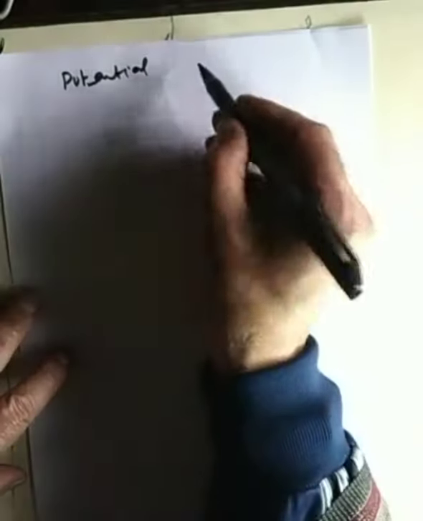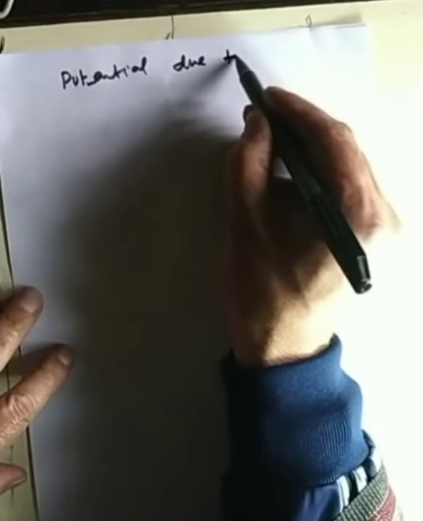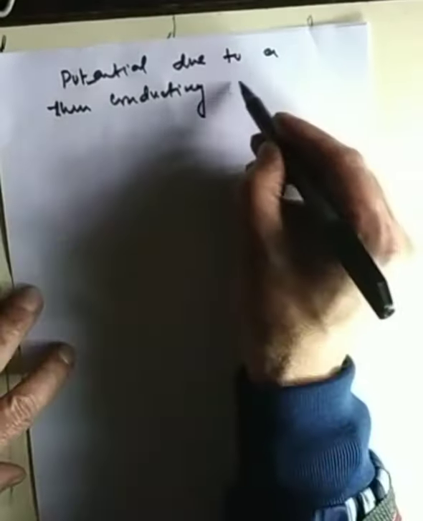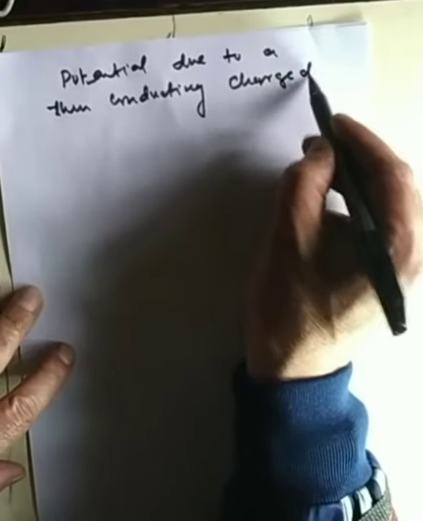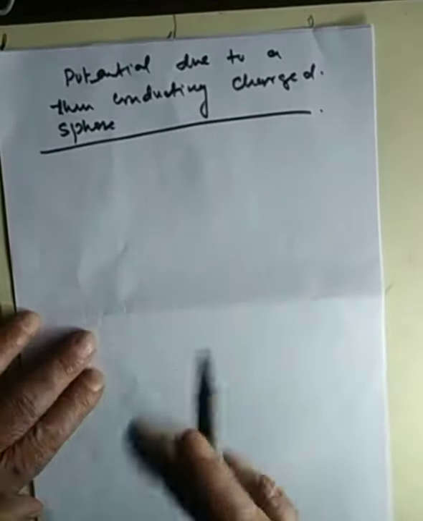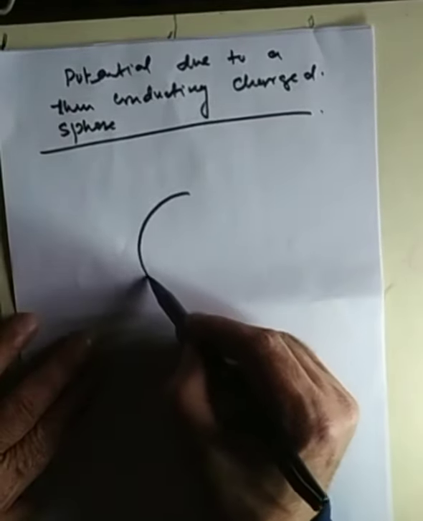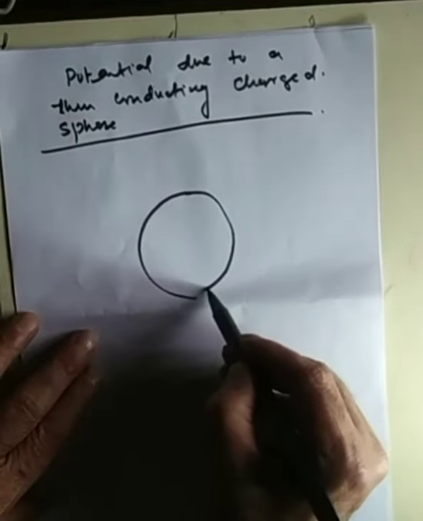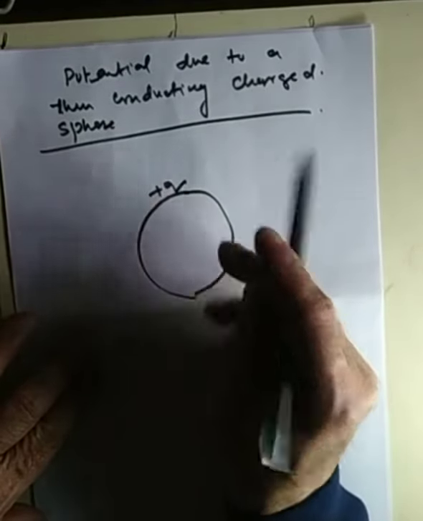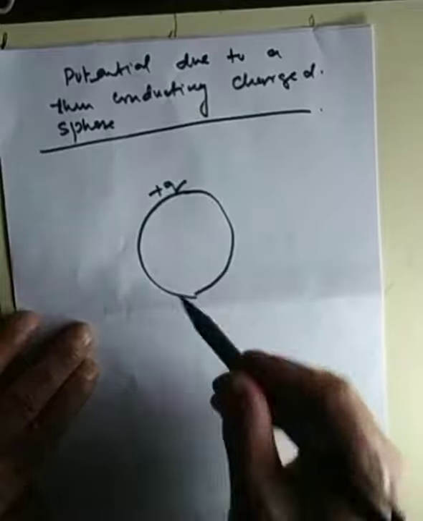Potential, here I mean electrical potential, due to a thin conducting charged sphere. Let us suppose that we have a thin conducting sphere, a hollow sphere. Now, let us suppose that Q is the total charge upon this and O is the center.